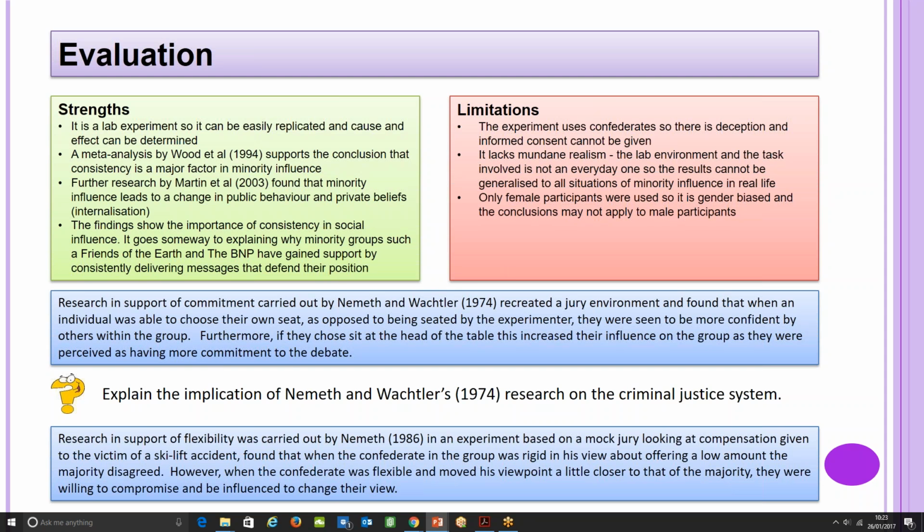Research in support of commitment carried out by Nemeth and Wachter in 1974 recreated a jury environment and found that when an individual was able to choose their own seat, as opposed to being seated by the experimenter, they were seen to be more confident by the others within the group. Furthermore, if they chose to sit at the head of the table, this increased their influence on the group, as they were perceived as having more commitment to the debate.